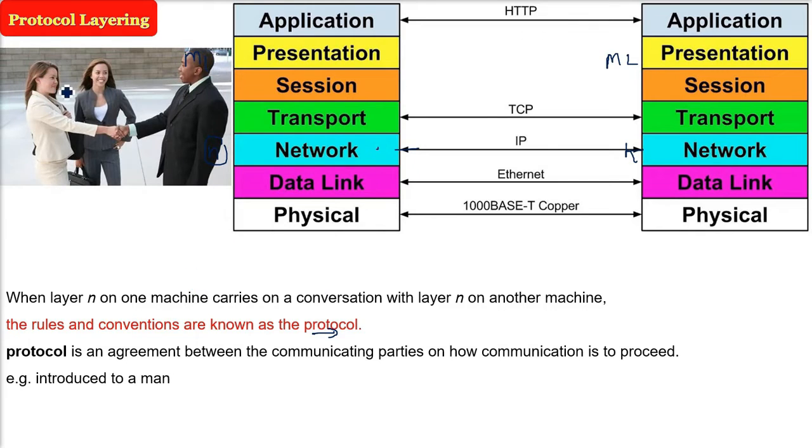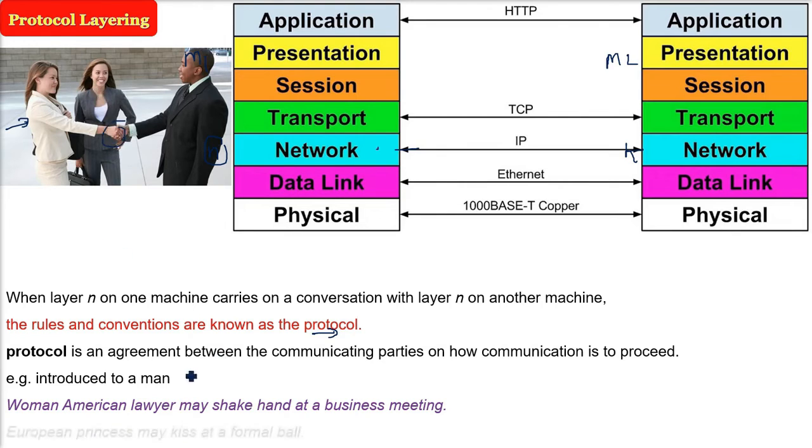I'll give an example. If a girl meets a man, there will be different scenarios. If she is an American woman lawyer, she will shake hands in a business meeting. But if a European or English princess is there, in a formal ball, you may get a kiss. So this depends on the protocol, the scenario and the situation. No American lawyer is going to kiss you for the first time. That is not the protocol.